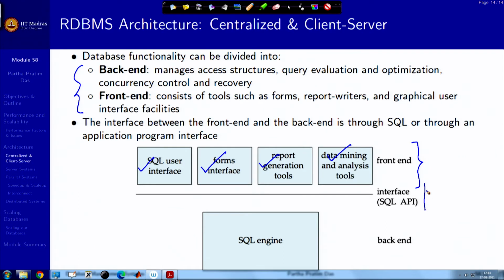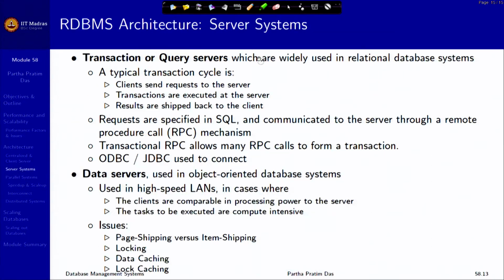Then you have an interface which is typically over SQL API. So, you have ODBC, JDBC, these kinds of things we have discussed, and in the back end you have the SQL engine, which could have one server or multiple servers. So, if we look at this kind of a client server, then on the front end side you can see there are different applications, and they could run on the same machine, client machine, or multiple different machines.